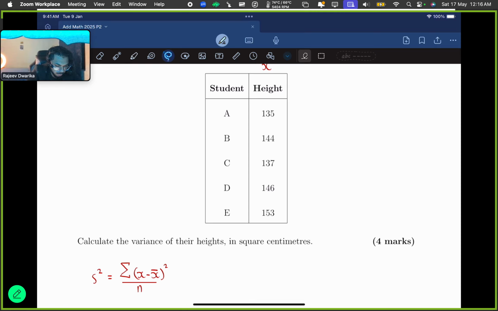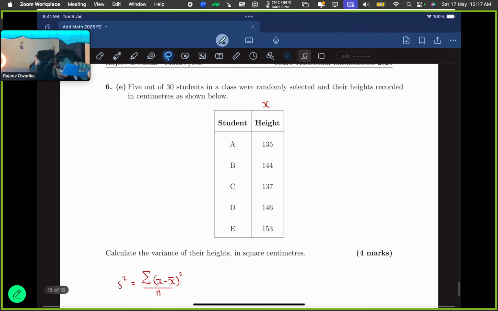How did you calculate that? So let me tell you what I add, right? 135 plus 144 plus 137 plus 146 plus 153. So I have 5 terms, so I divide by 5. And I get 143. 153, and then divide by 5? Yeah, because we have 5 terms. I divided by 6. Oh my gosh.